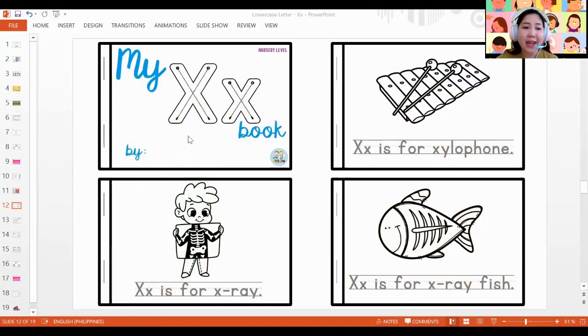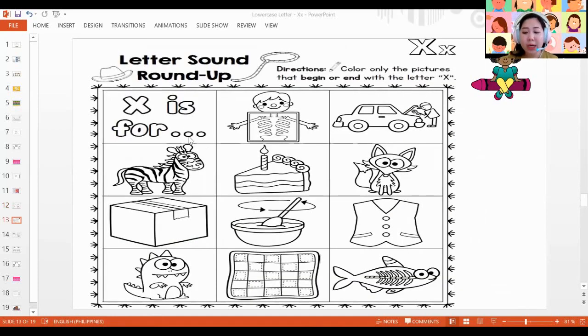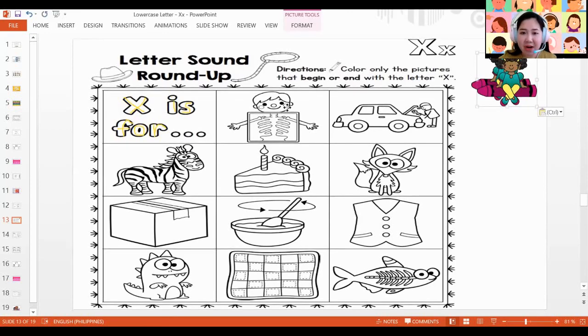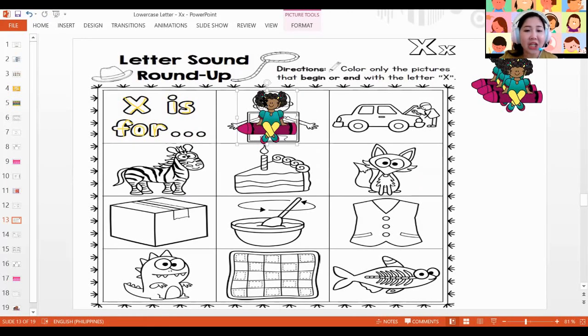All done with our Xbook, let's now proceed to our letter sound roundup. Let's start with writing our name and let's also trace this one. X is for, let's not forget to trace that one. Okay, so let's begin. What do we have here? We have our X-ray. X-ray begins with the letter X. X, X, X.